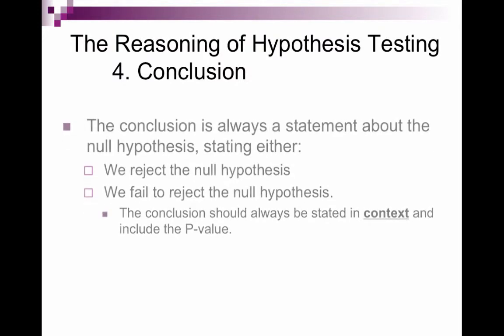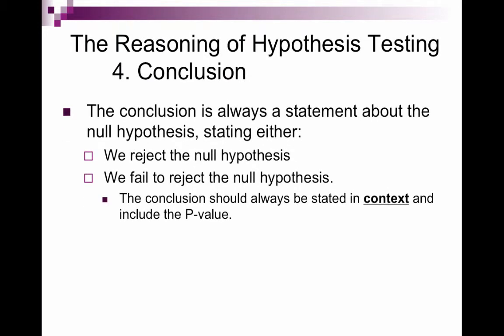The fourth part is the conclusion. The conclusion is always a statement about the null hypothesis. You are either stating that we reject the null hypothesis or we fail to reject the null hypothesis. We reject it if we have a small p-value, and we fail to reject it if we have a large p-value. The conclusion should always be stated in context and include your p-value. So every conclusion is worth 3 points. You are going to have to give one of these two statements.